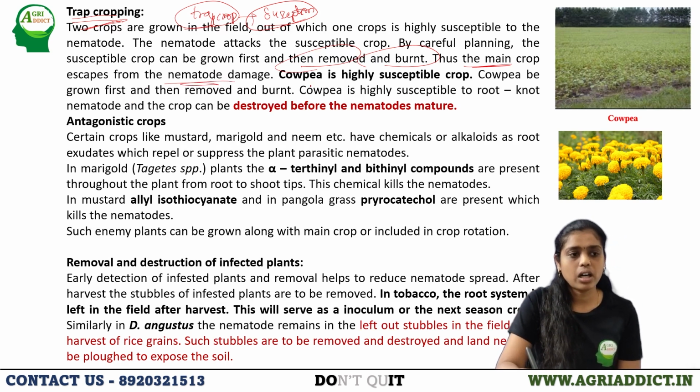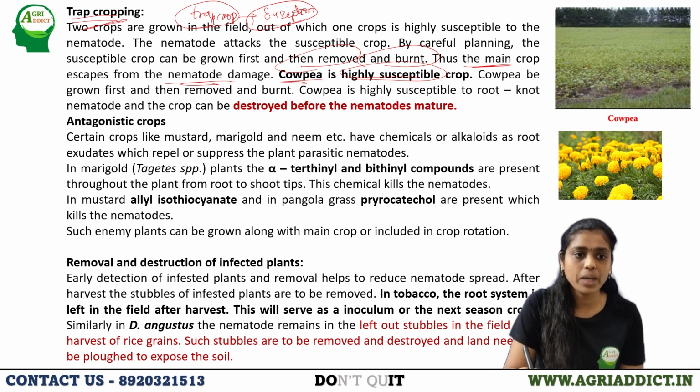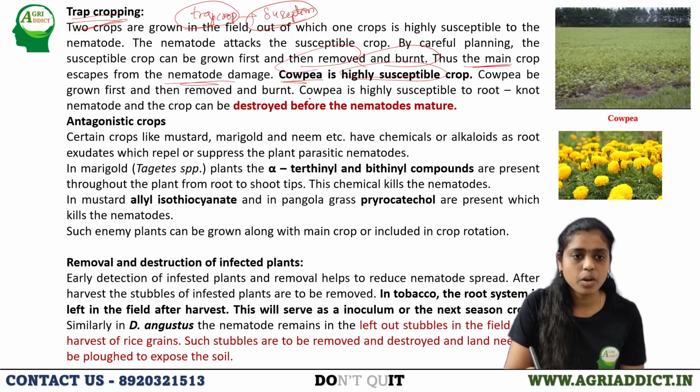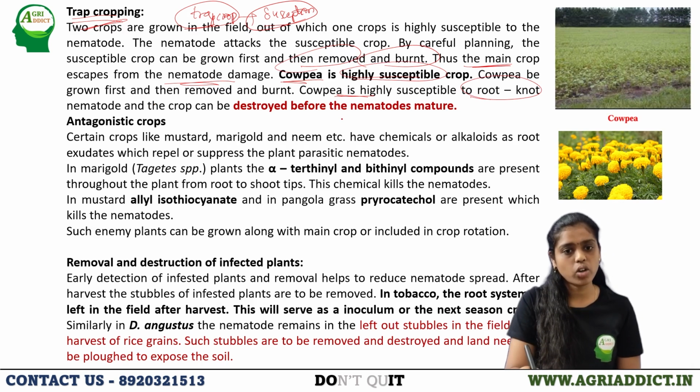Normally, the trap crop we can use in nematode management is cowpea, which is highly susceptible to nematode damage. Once the cowpea is infested with the nematode, it is removed and burnt. So planning of such trap crops should be carefully done in nematode management. And as I said, cowpea is highly susceptible mainly to root knot nematode. So for the management of root knot nematode, we can go for trap cropping by using cowpea.